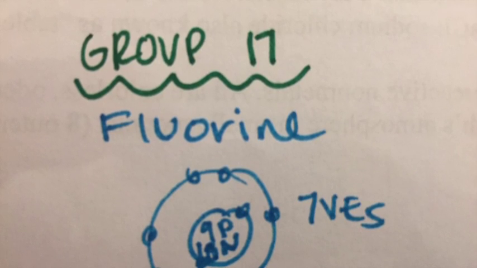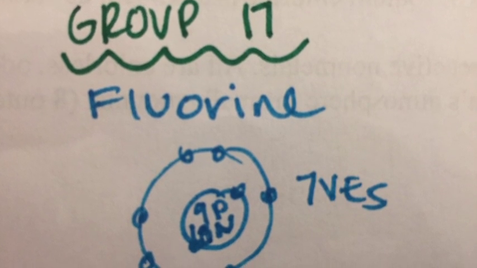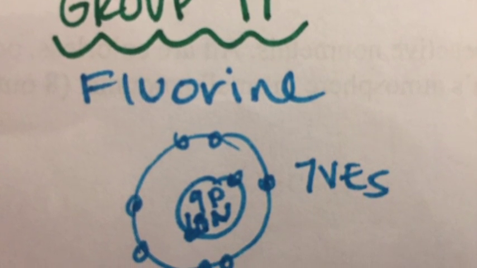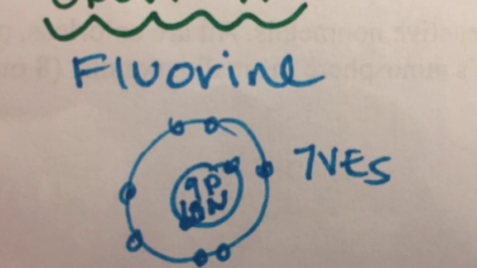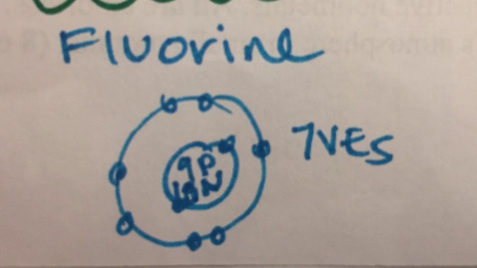All right, group 17 is our halogens. Remember our salt formers. They start with fluorine. So fluorine has 9 protons, 10 neutrons, and 9 electrons. So there would be 7 valence electrons in fluorine.